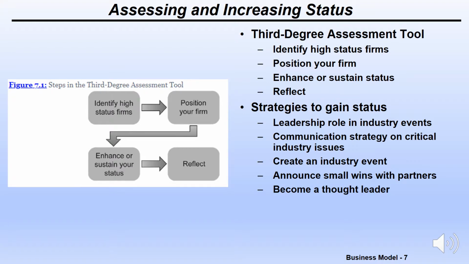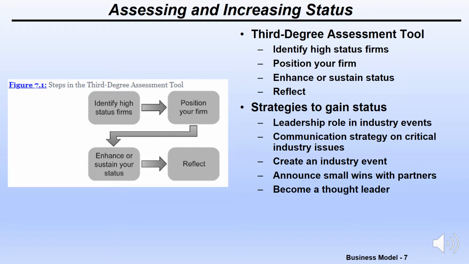The next is to communicate strategy on a critical industry issue. Find an issue within the industry you're in and look for a way to communicate what you're doing to try and solve that problem. And then the next one is to create an industry event of your own. Invite high status firms to come and give talks. If you're the one putting it on, you get the ability to say, presented by my company.